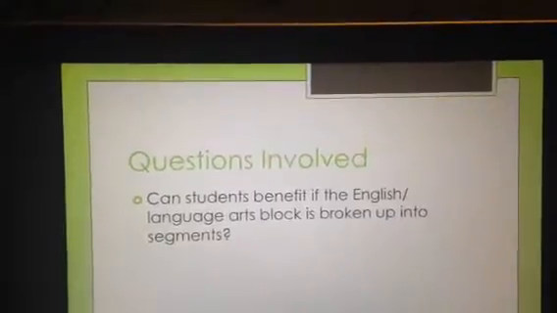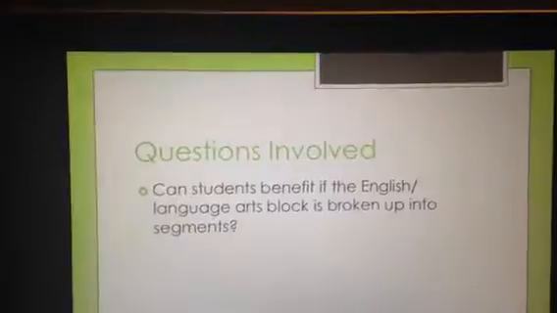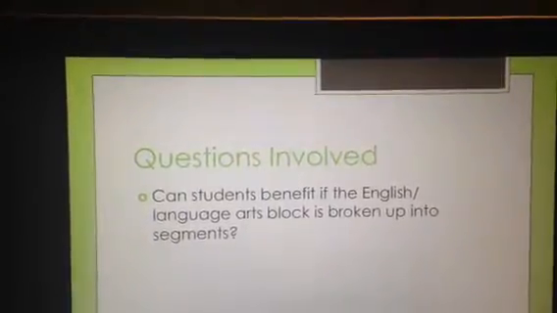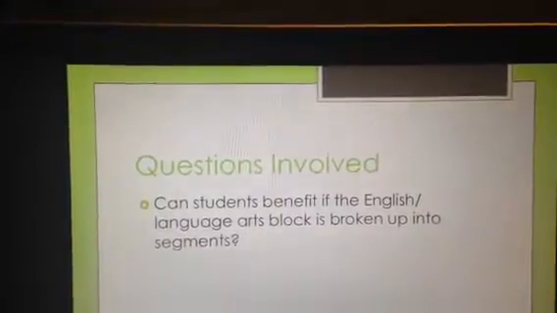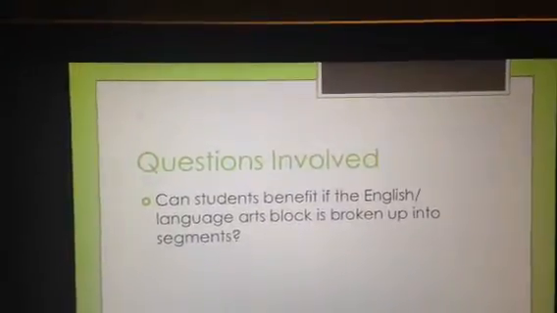The charts will show the pre- and post-test data from the beginning of the year. The charts will then be used to see if there's a correlation between grades and students who are in the ELA class that is breaking the instruction into segments.